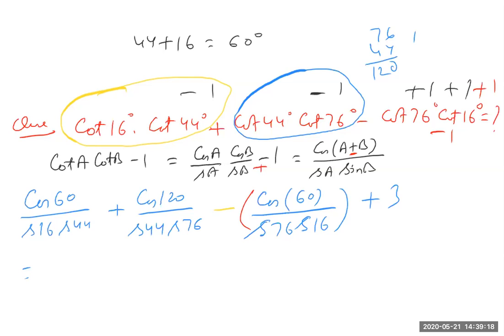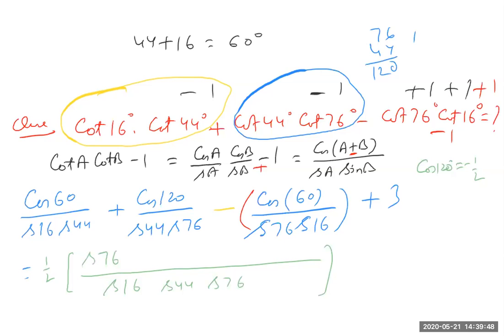Now we know cos 120 is equal to minus half. Cos of 120 degrees is equal to minus half. So you can take this half outside. Take LCM: sin 16, sin 44, sin 76. 44 is there, 16 is there, sin 76. This will become minus sin 44, sin 76, sin 16. This will become minus sin 44.